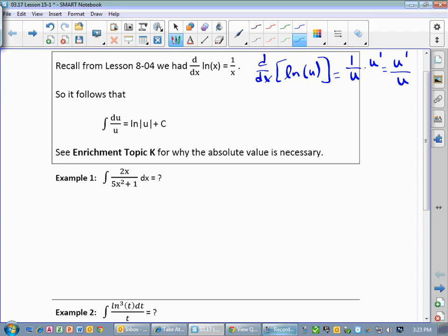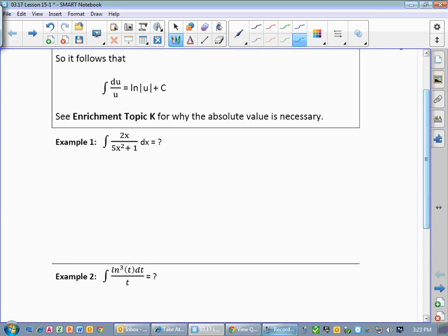Example 1. All right, so we've got 5x squared plus 1 in the denominator. Because we're just doing the example here, let's think about what's the derivative of 5x squared plus 1? What's the derivative of 5x squared plus 1? 10x. Well, we don't quite have 10x in the numerator, but we almost do. We have 2x. So how would we turn a 2x into a 10x?